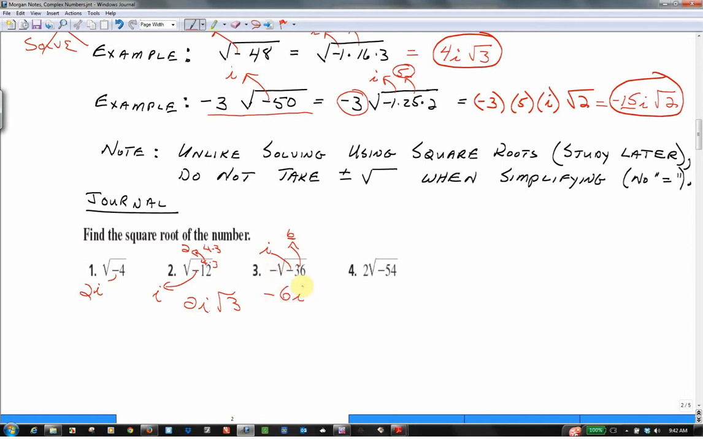And the last one, I have a negative 54. Well, 54 is 9 times 6. So I have a perfect square under the square root. The 9 will come out as a 3. The 3 will multiply by the 2. And the negative comes out as an i. So I would have 6i, right? The 6 is 3 times 2. My i came from the negative, and I have a square root of 6, because the 6 still has to stay underneath the square root sign.